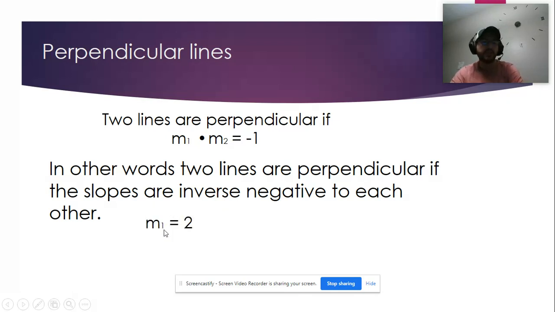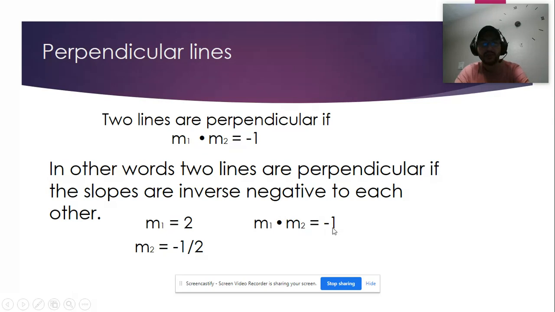Let's say the slope of the first line is 2. So the slope of the second one will be the negative, since this one is positive, and the reciprocal or the inverse. What is the reciprocal of 2? It will be 1/2. So the slope of the second one, in order to be perpendicular, has to be -1/2, and we can check it with the formula.